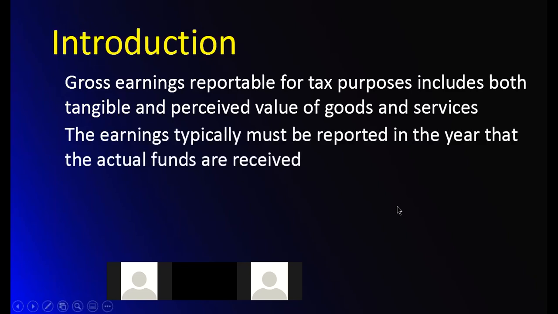The earnings are typically reported in the year that the actual funds are received. So in other words, if you actually are purchasing something, if you're receiving payments for it, it's in the year that the final payments are made, when title is actually exchanged hands. If you're doing an actual purchase, like a single item where you're buying tennis shoes, you buy tennis shoes in that year, that sale would be reported. So if you bought them in 2017, the sale would be reported in 2017.